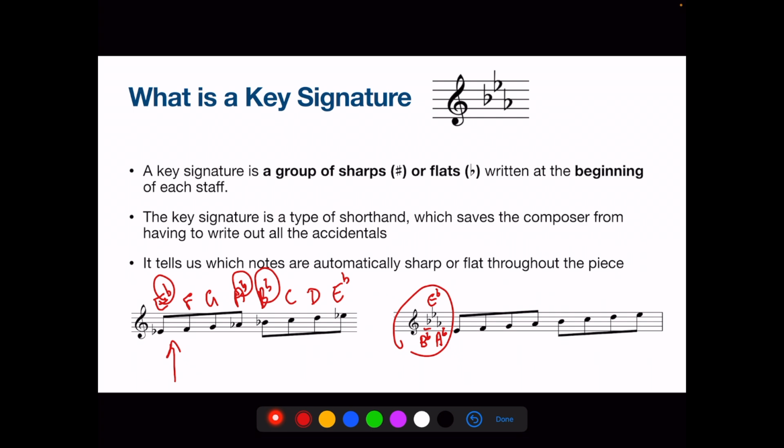So here you see how neat this is. We have E, F, G, A, B, C, D, E. You don't have to add those individual accidentals before the notes because you have the key signature. So a key signature tells us which notes are automatically sharp or flat throughout the piece.